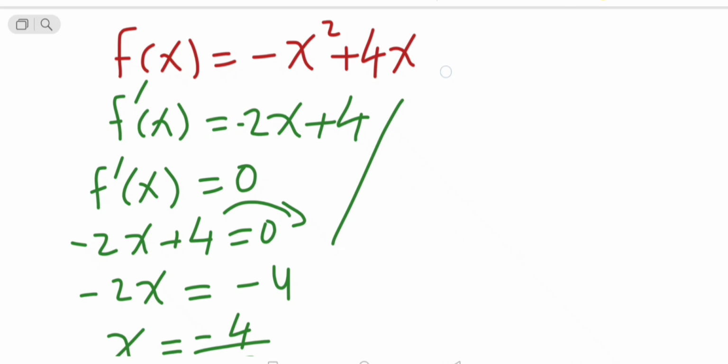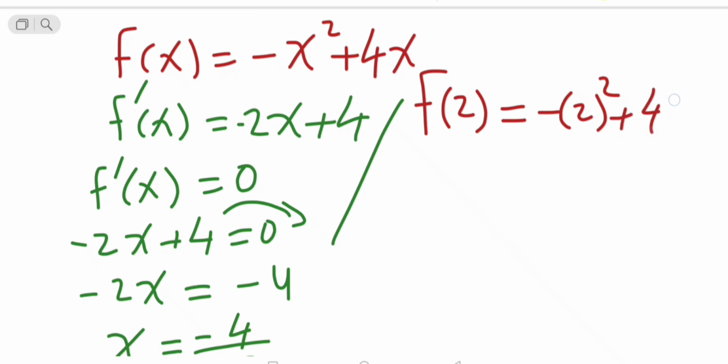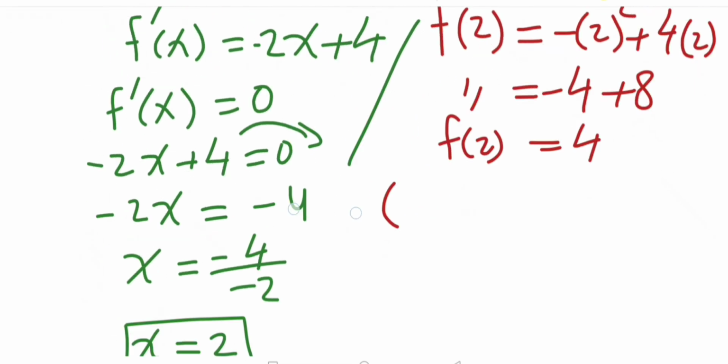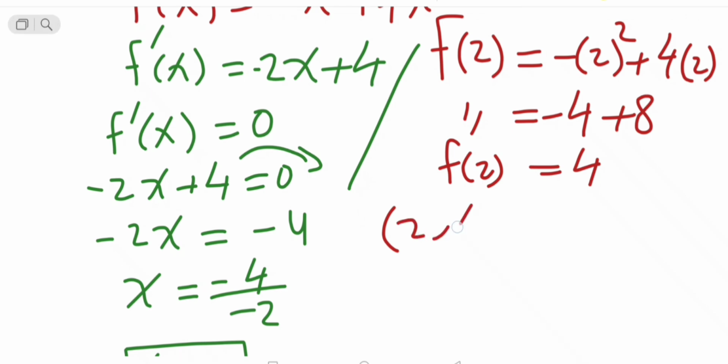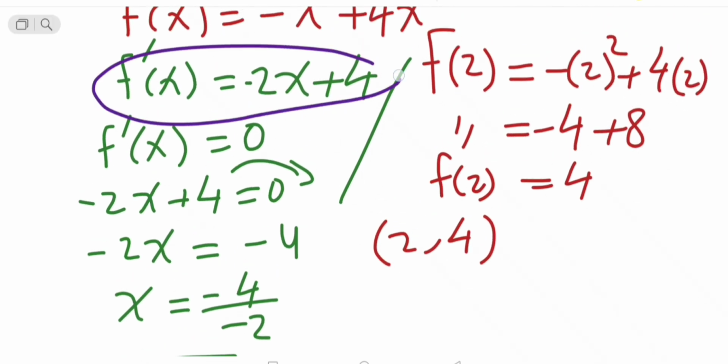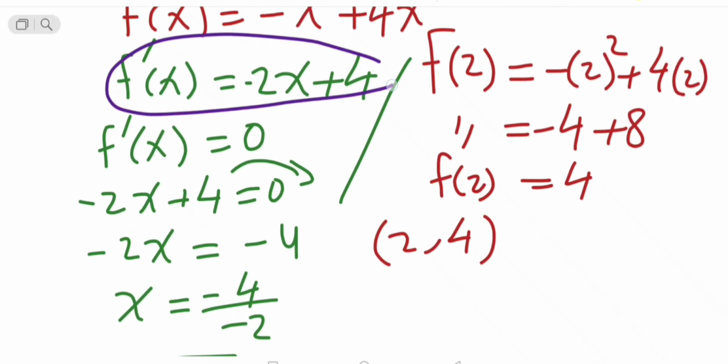Now we can find the y. In f, replace x with 2: minus 2 square plus 4 into 2, which is minus 4 plus 8, which equals 4. That is f of 2. So the stationary point is (2, 4). Now to know whether this point is a maximum point or minimum point, what will we do? We will find the second derivative of the first derivative.